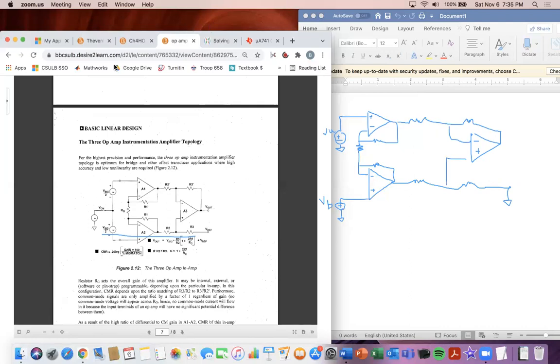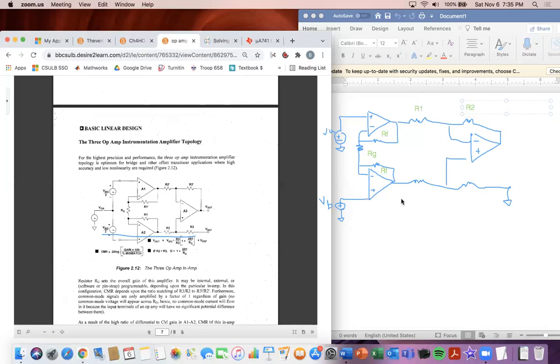So let me do text here so you guys can understand it. This right here is going to be RG. This one here is RF. RF. Here is R1. R2.